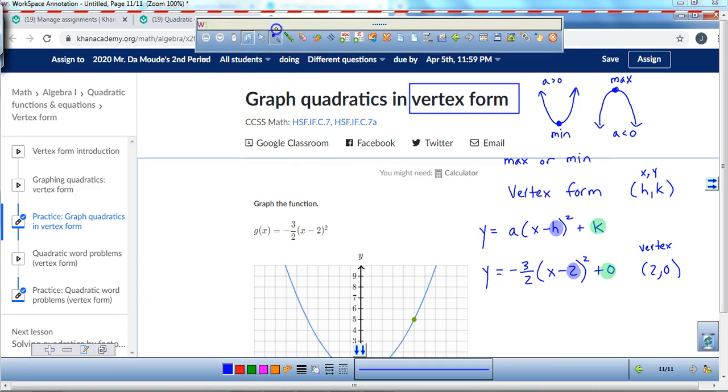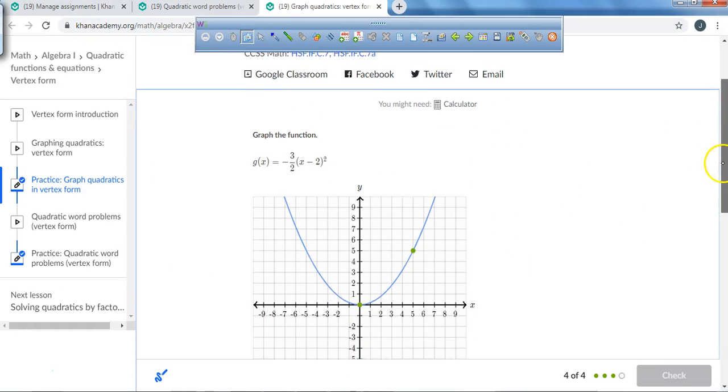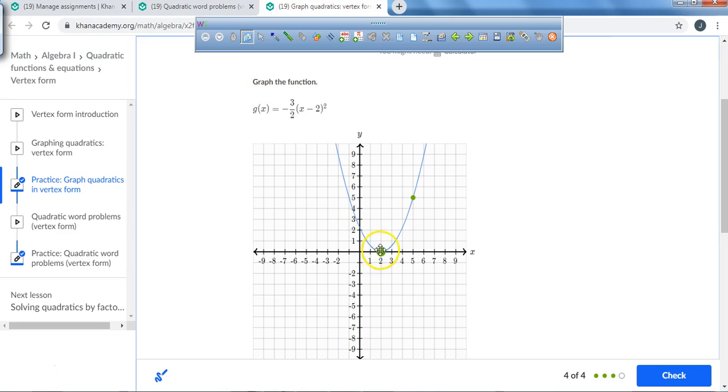Obviously you have Desmos or a graphing calculator, so you could graph it and find the vertex that way as well. But just looking at the function, you should be able to identify the vertex, even though they don't write the plus 0. Remember, this is the h value, this is the k value. So we're going to plot that point right there at 2. Now we have to find another point to put on the graph. We've got to figure out where that other point is going to be.